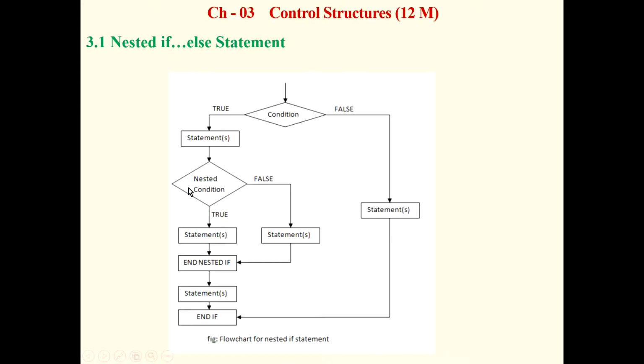Here is the nested condition. If that condition is also true, then it executes the statement, and if false, it directly ends the nested if. Then the inside if is closed and the last if statement is closed. So this is a simple flowchart of the nested if statement.